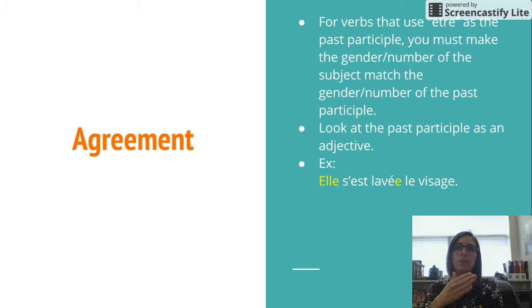So if it's feminine singular, only add an e. If it's masculine singular, add nothing. If it's masculine plural, add an s. If it's feminine plural, add an es.